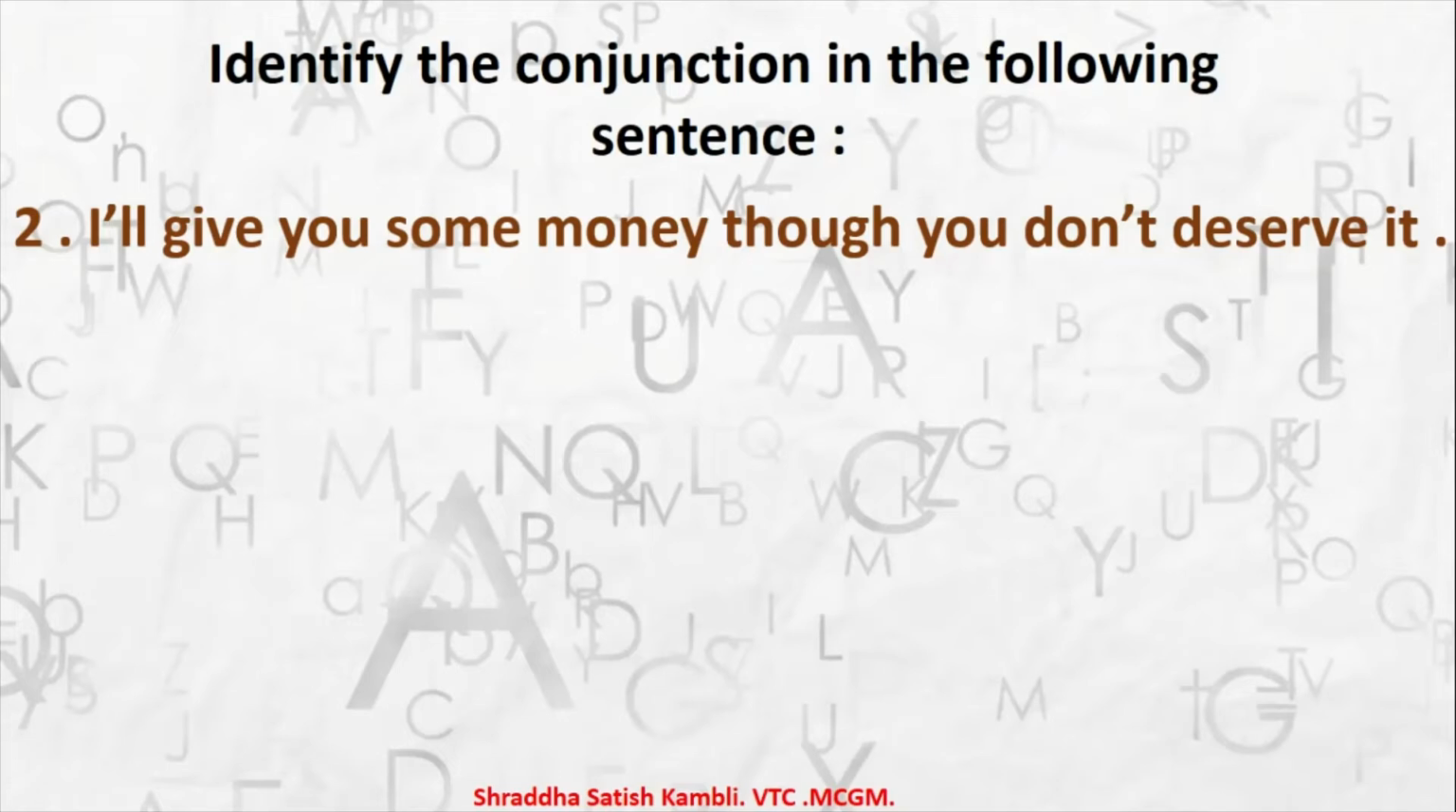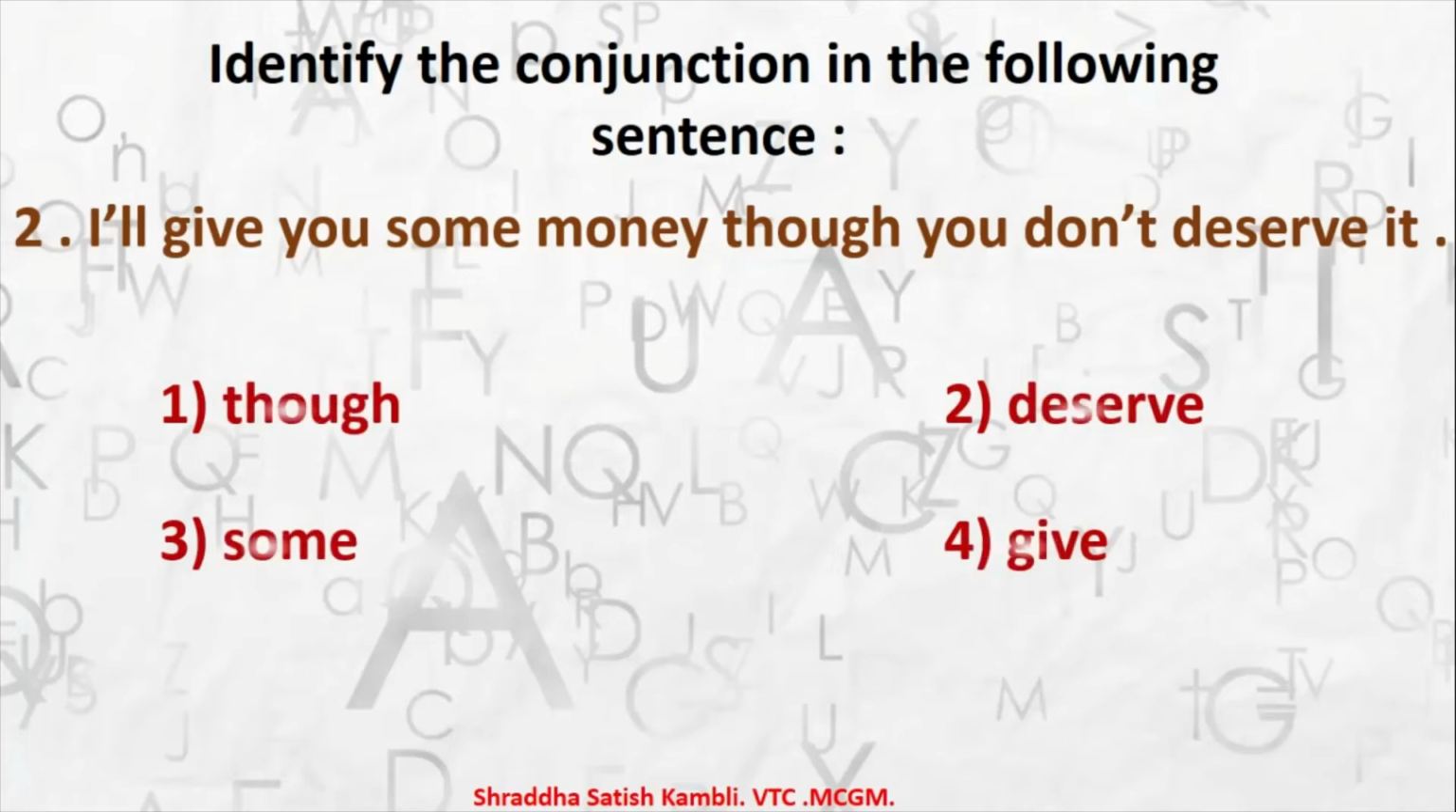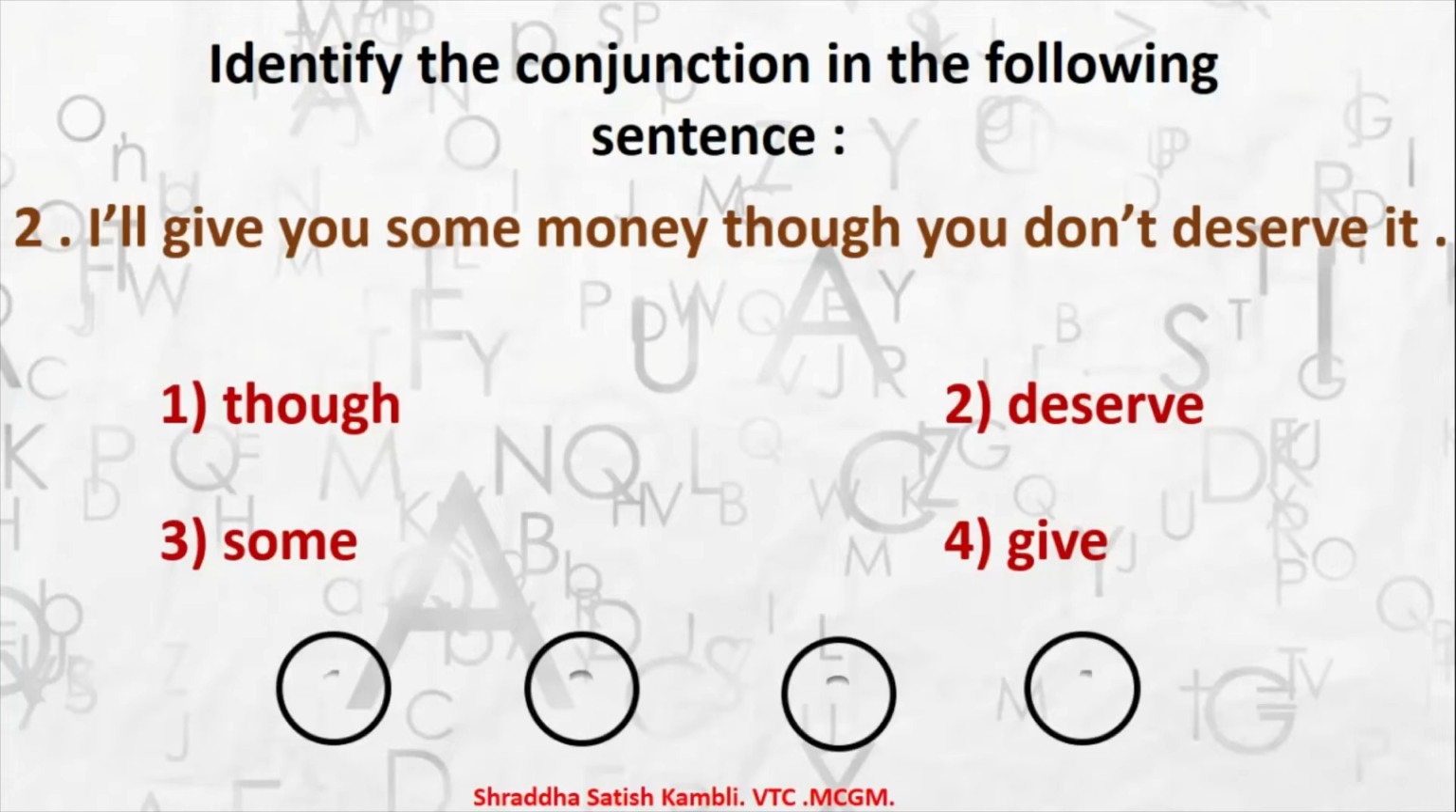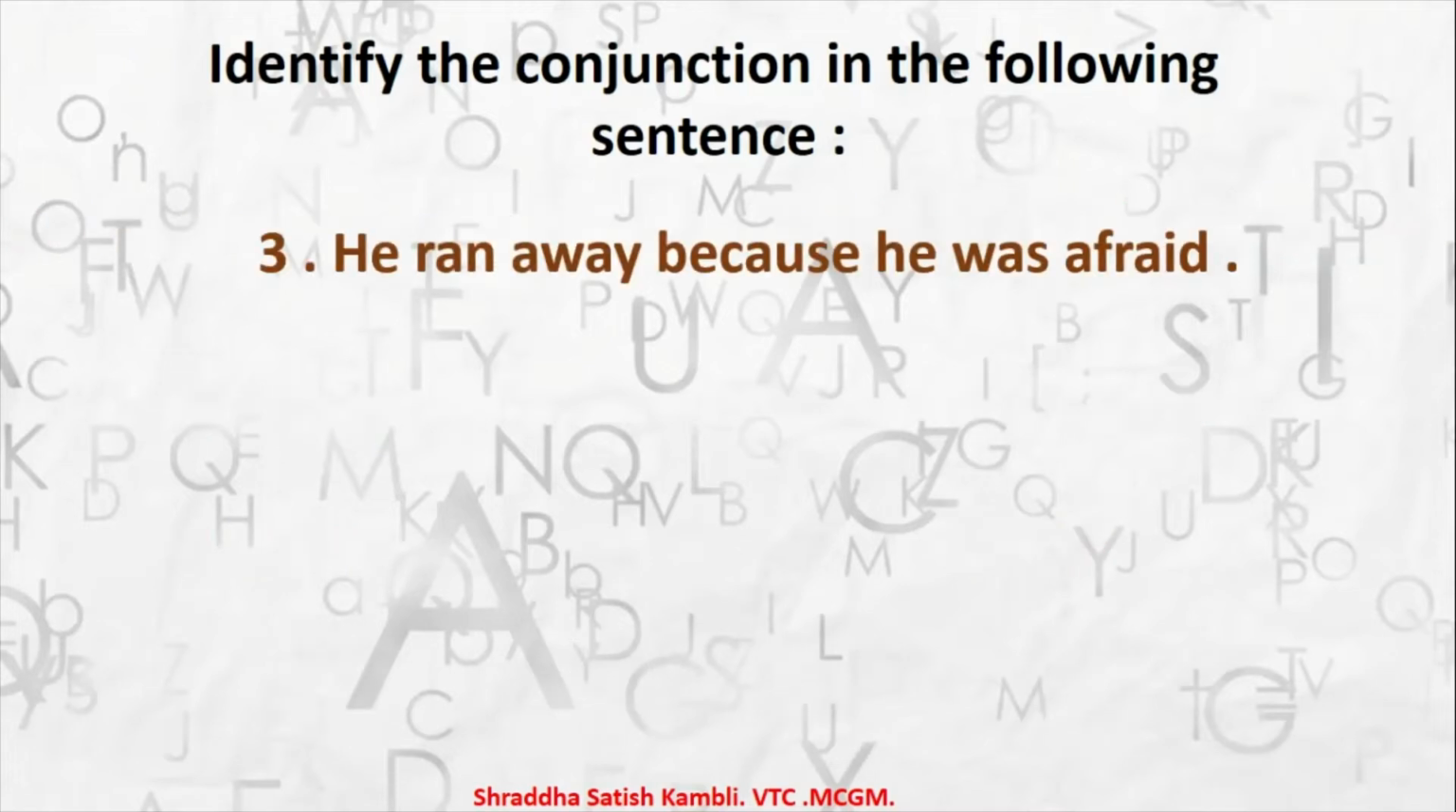Now which word is the conjunction? You have to identify the conjunction in the following sentence. Is it though, is it deserve, is it some, or is it give? 1, 2, 3, 4. Which one is it? It is the first one, though. I'll give you some money, though you don't deserve it. So though is the conjunction over there. Alright, let's move on quickly to the third question for today.